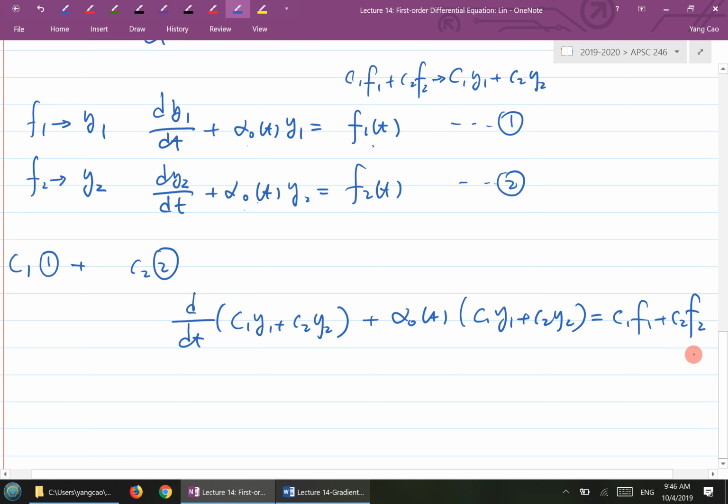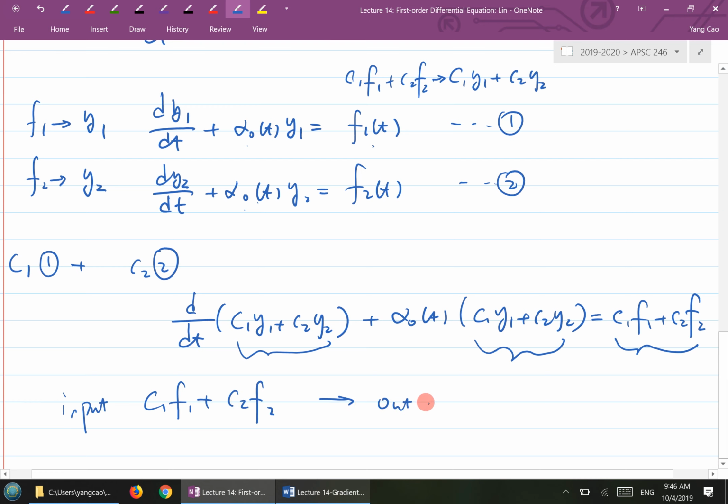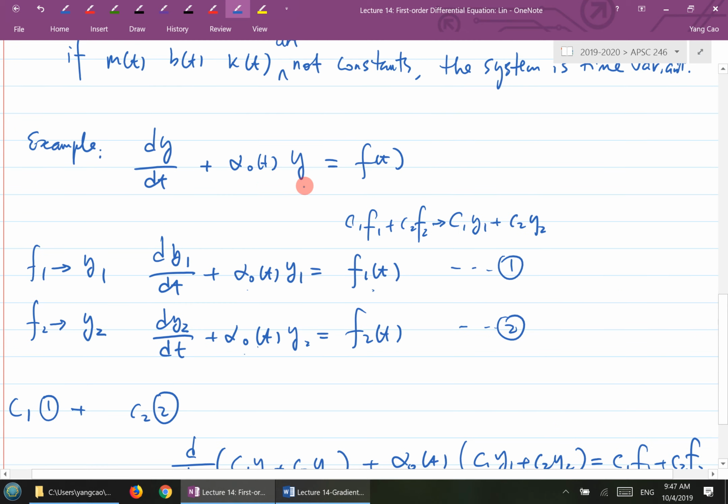So if you add these two together, you get this. Essentially you get another differential equation, and for this differential equation, your input is this and your output is this. So in this differential equation, you can see input C1 F1 plus C2 F2 produces the output C1 Y1 plus C2 Y2. And that's exactly what we're trying to prove, the superposition property. So you can conclude that this first order differential equation is a linear ODE, or actually represents a linear system. And you can easily expand this to second order or much higher order ODE systems.